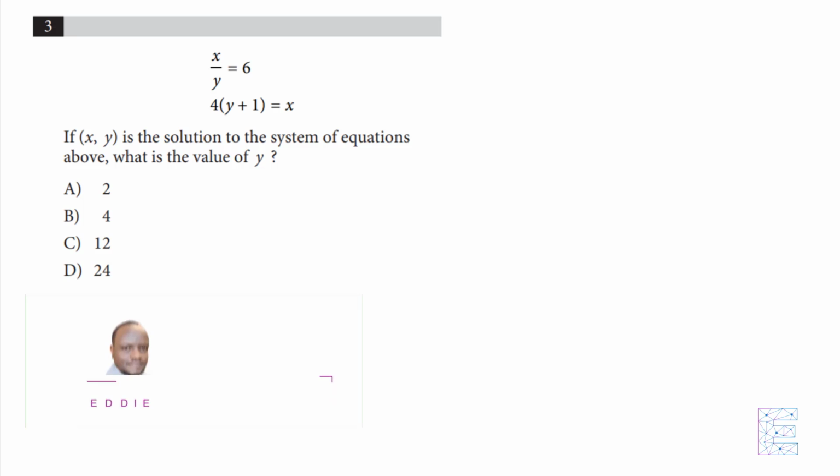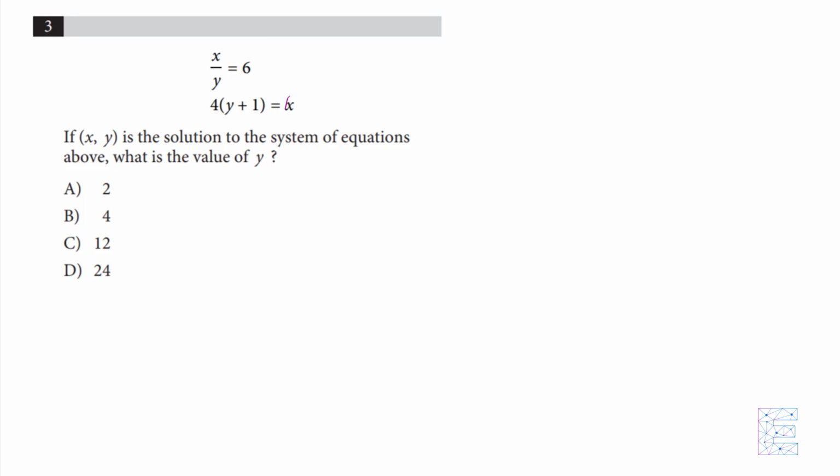x over y equals 6, for quantity y plus 1 equals x. If (x, y) is a solution to the system of equations above, what is the value of y? Once again, the system of equations can be solved using one of 3 methods. This system is best set up for solving using the substitution method.